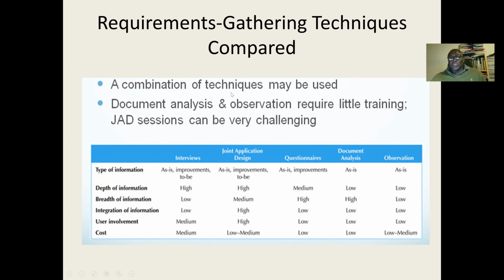Now let's compare the requirements gathering techniques. We have interview, joint application design, questionnaire, document analysis, and observation. Here we look at type of information and depth of information. For questionnaire it is medium, and for observation it is low. User involvement is also low in observation because you are just observing and taking notes, so users don't give input. Even if they do, it's very low compared to the rest, for example interviews and joint application design.